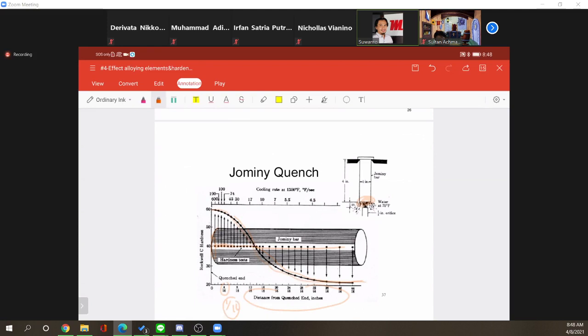Why? Because the cooling rate is different from point to point. In the beginning there will be a high cooling rate, but far away from the jet there will be a slower cooling rate. So the hardness will depend on the distance from the end quench. In other words, there will be a different phase inside, right? But we just measure the mechanical properties right now, and logically you should observe that the hardness decreases as a function of the length from the end quench, like this.